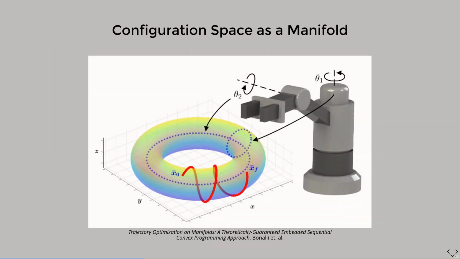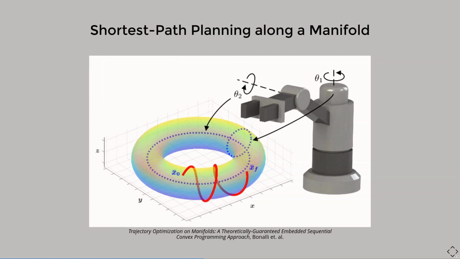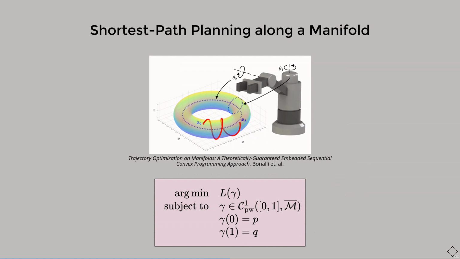As an example, consider a robot with two revolute joints, both with no joint limits. Such a configuration space is best represented as a smooth manifold, specifically a torus. Calling this configuration space Q, we turn our attention to M bar, the collision-free subset of the space. We can then describe the general form of the motion planning problems we're interested in.